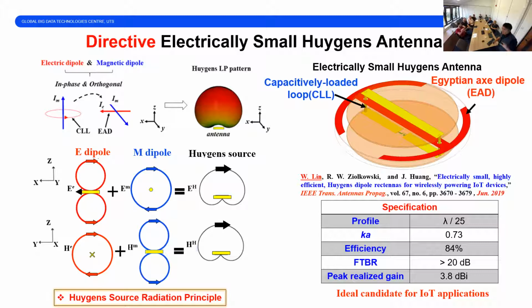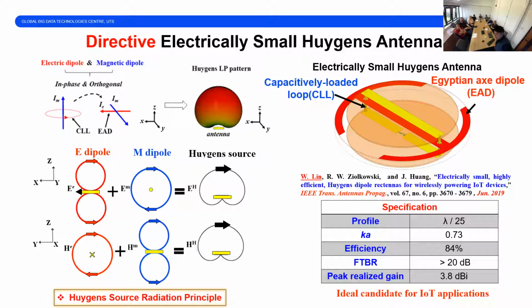It actually consists of two electrically small radiators. One is the capacitively loaded loop, CLL. This yellow loop we call the CLL, which is the electrically small radiator that works as the magnetic dipole. And then we placed an Egyptian X dipole beneath this CLL. We excite them at the bottom, so the two radiators are excited simultaneously with the same phase, but they have orthogonal orientation.